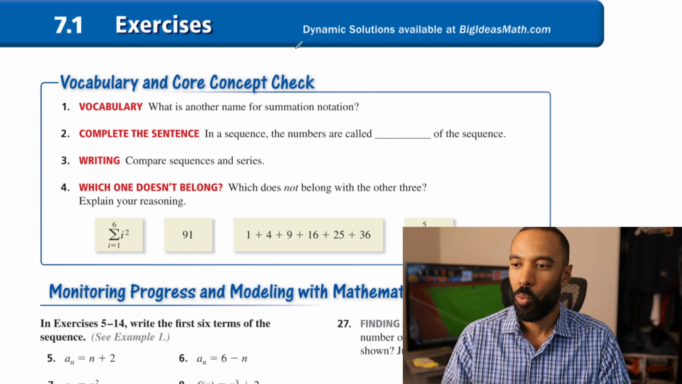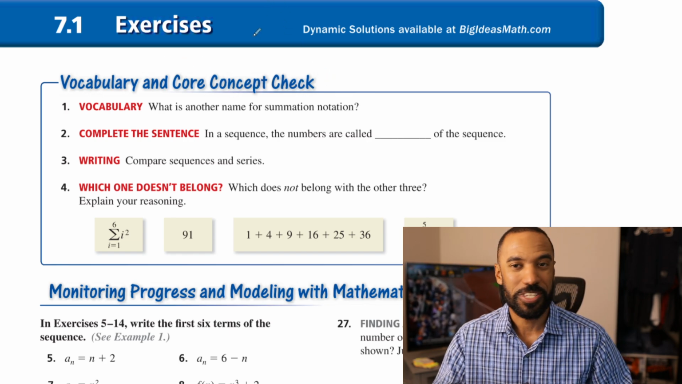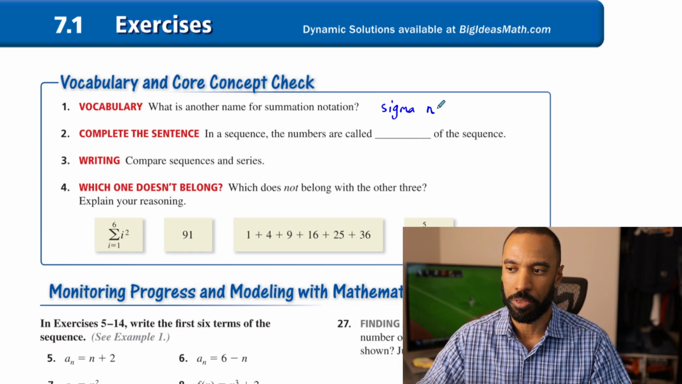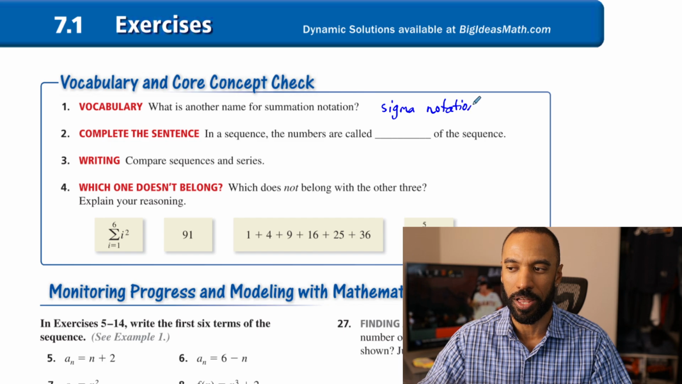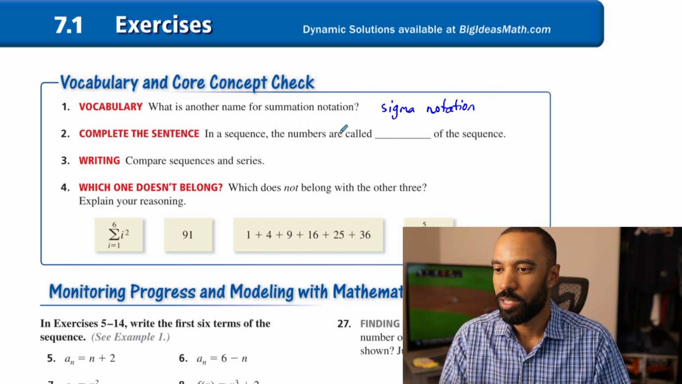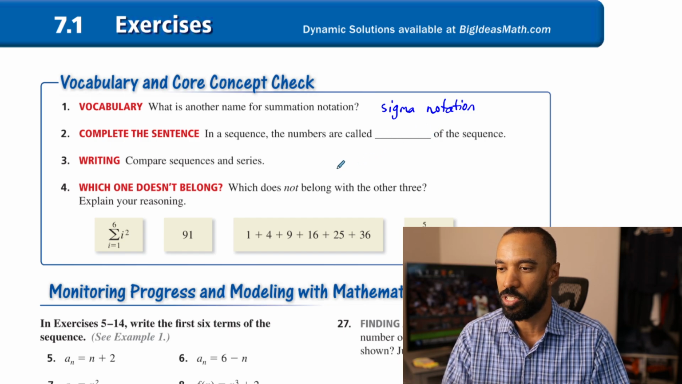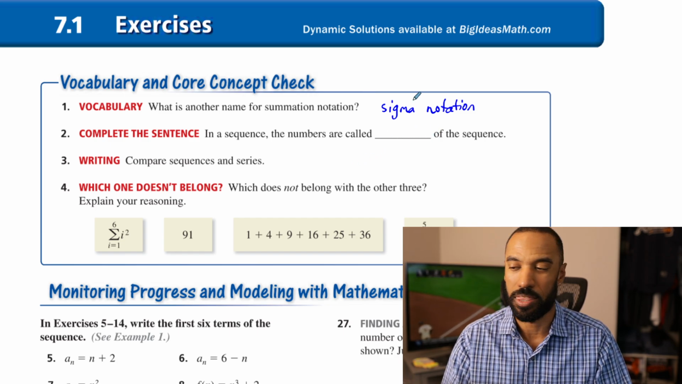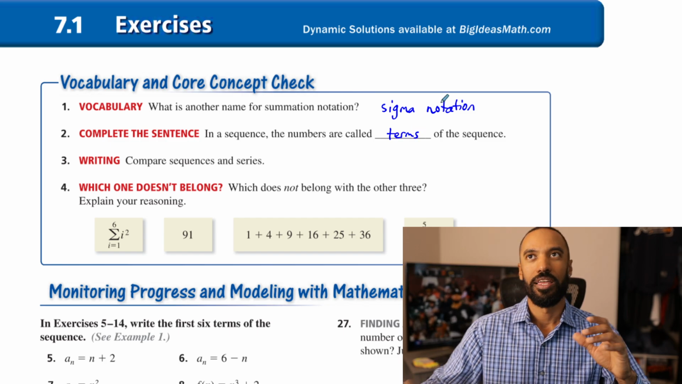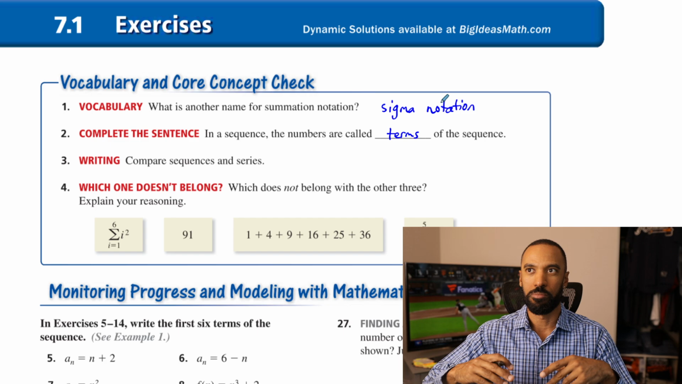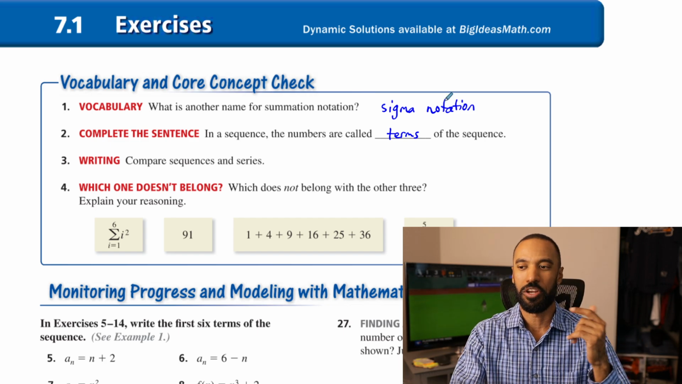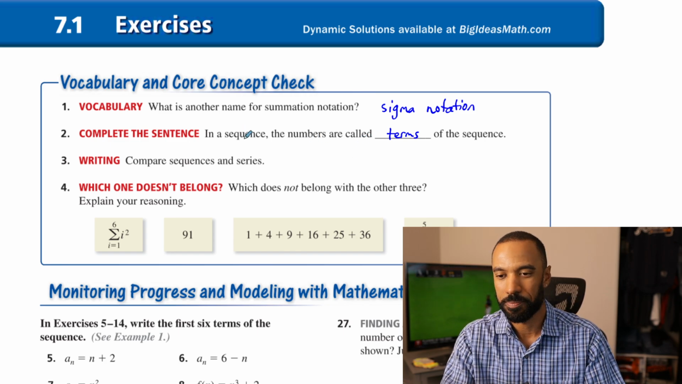Okay. What is another name for summation notation? Sigma notation. I say sigma notation most often, because I see the Greek letter and I think of the Greek letter sigma, and I get that. In a sequence, the numbers are called blank of the sequence. I guess the terms, I think that's how they're saying it, the terms. I often tend to call the numbers themselves the term's value, and I call the other thing the term's position. Here they might call them the position and the terms.